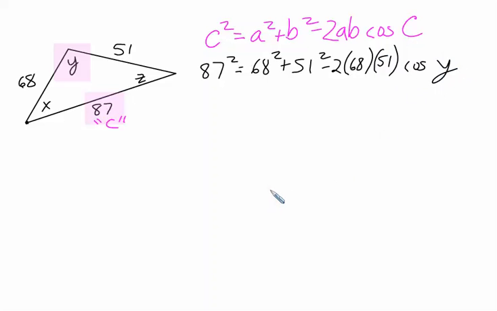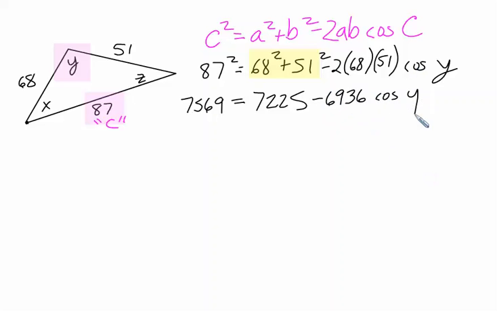Now when we evaluate this, we're going to do 87 squared, which is 7569. Then we are going to combine 68 squared and 51 squared. Those are like terms, we can combine them. 68 squared plus 51 squared is 7225. But then this other stuff has the cosine of y attached to it, so it's not a like term. We just have to treat it separately. And it's going to be minus 6936 times the cosine of y.